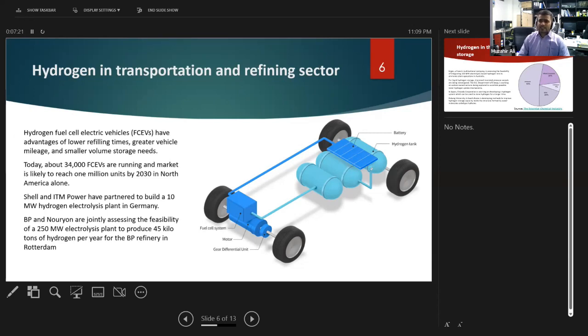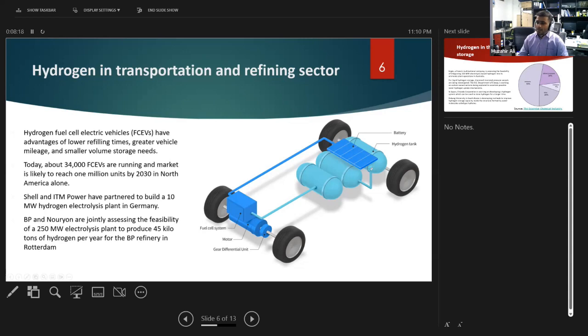Nowadays, hydrogen fuel cell electric vehicles have many advantages over simple electric vehicles, like much lower refilling times, greater mileage, and a smaller need for storage. Around 34,000 hydrogen fuel cell electric vehicles are running in the market in North America alone. Well-known companies like Shell and ITM are trying to build a 10,000 megawatt hydrogen electrolysis plant in Germany. Similarly, BP has a plan to make a 250 megawatt electrolysis plant to produce hydrogen gas.